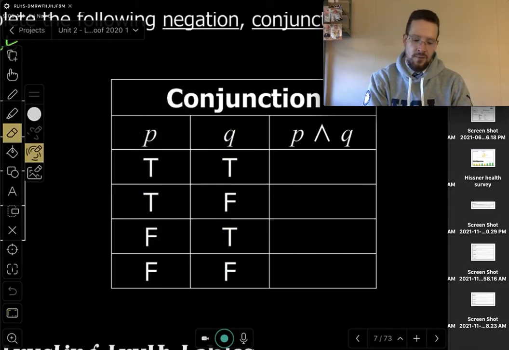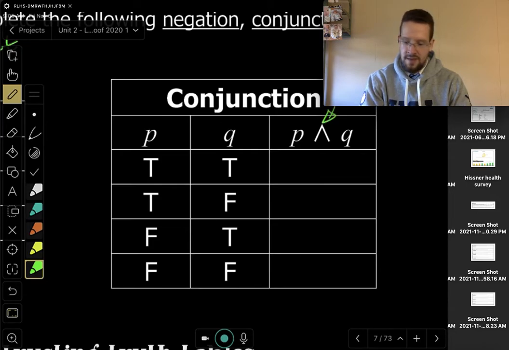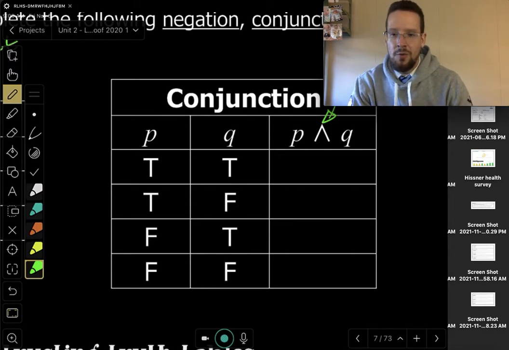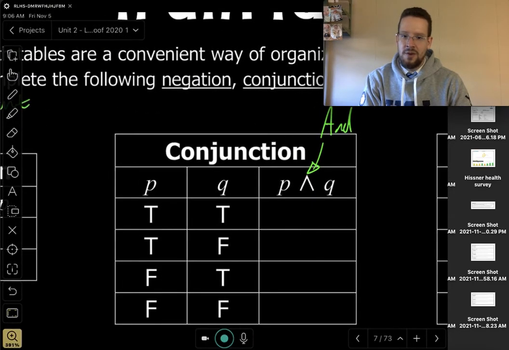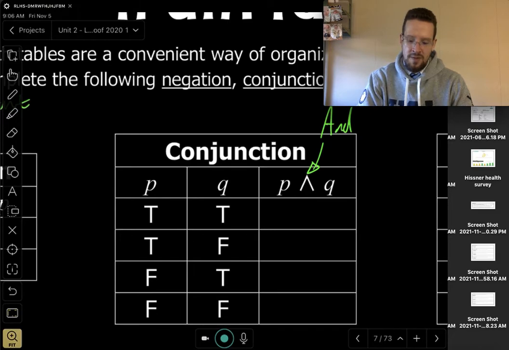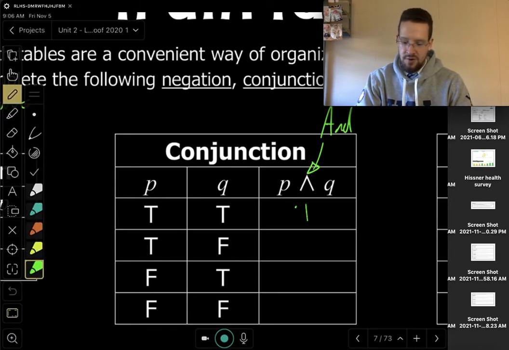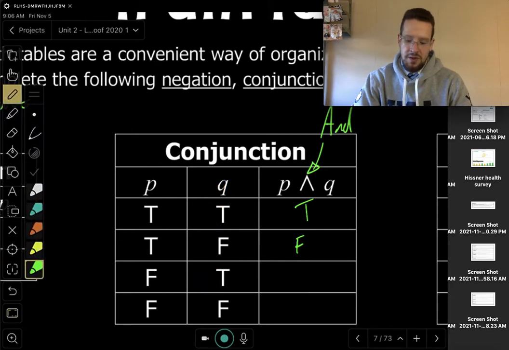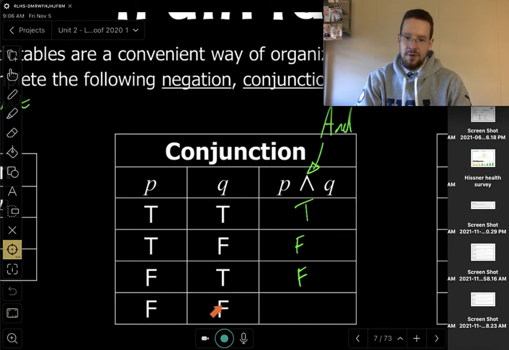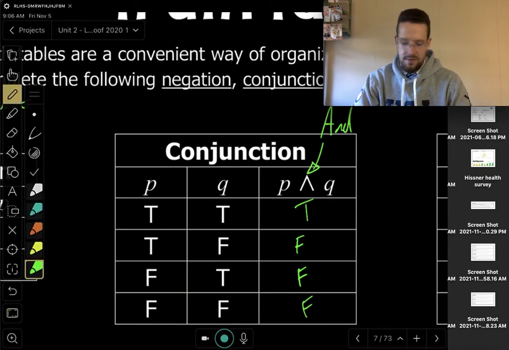So here we go. This is P and Q. This is the and operator. Two true statements are the only way for the and operator to be true. If P is true and Q is true, then P and Q is true. If P is true and Q is false, then the statement is false. That's how and works. If P is false and Q is true, it's still false. We need both. And if the statements are both false, then of course we have a false statement.